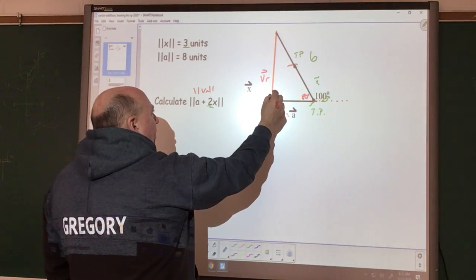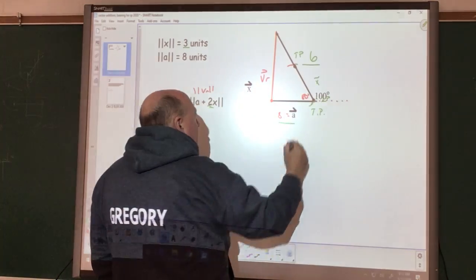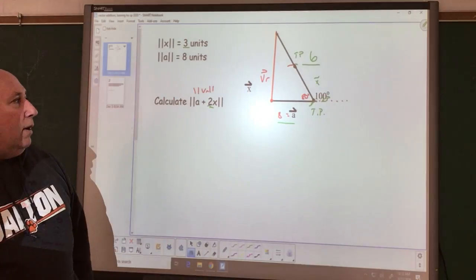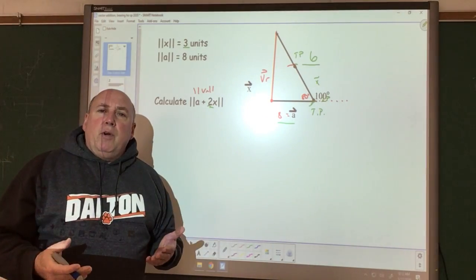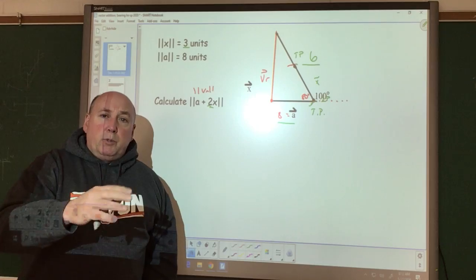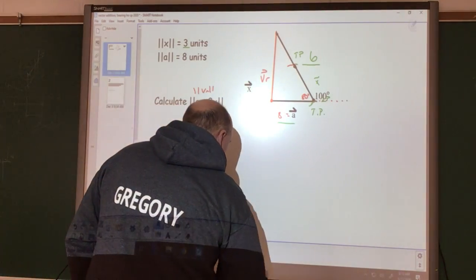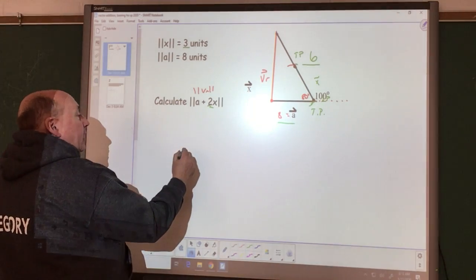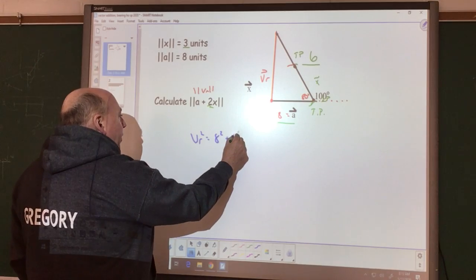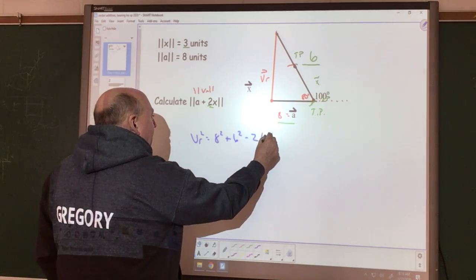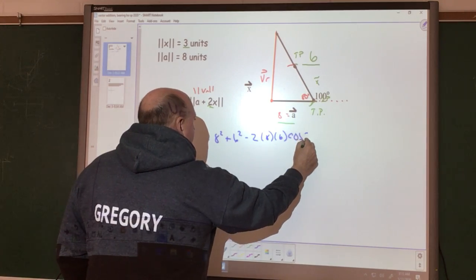We don't know what this angle is. We know this length is 8 and this length is 6. Well, what we have created to find VR is a law of cosines equation, which we just did last week. So I'm going to write my law of cosines equation out. VR squared equals 8 squared plus 6 squared minus 2 times 8 times 6 cosine of my 80 degrees.